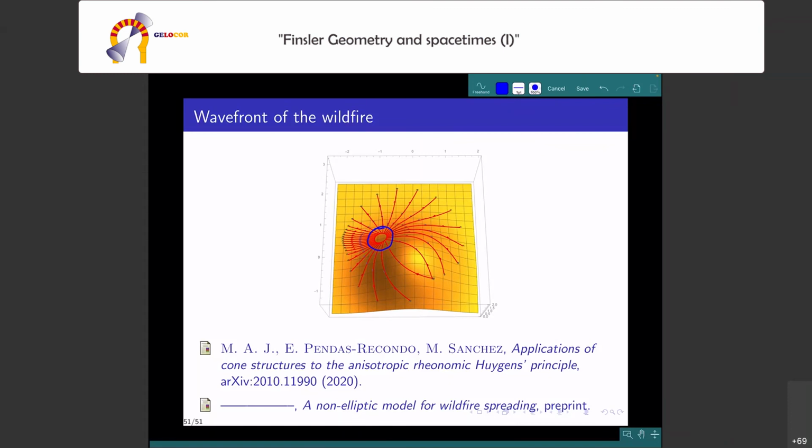I'm going to finish here, but the moral of the story is that you can even use a spacetime to compute the wavefront of a wildfire. You can use a Zermelo metric, computing the velocity in every direction, and then you can use a spacetime that can be constructed from this Zermelo metric. And then at the end, you can study this problem using a spacetime.